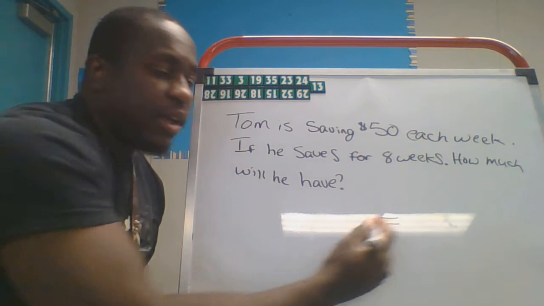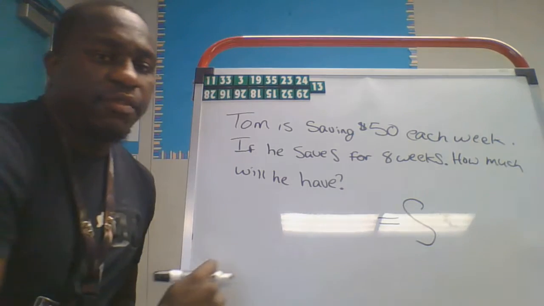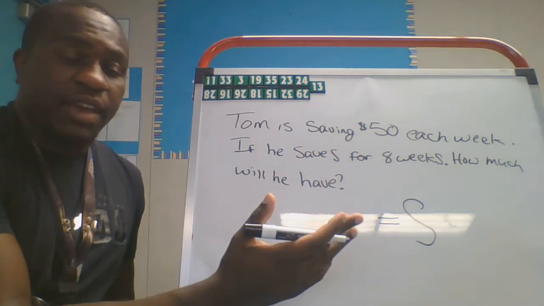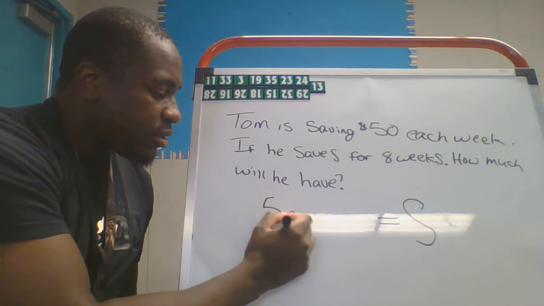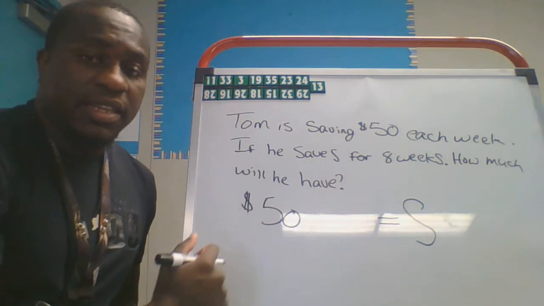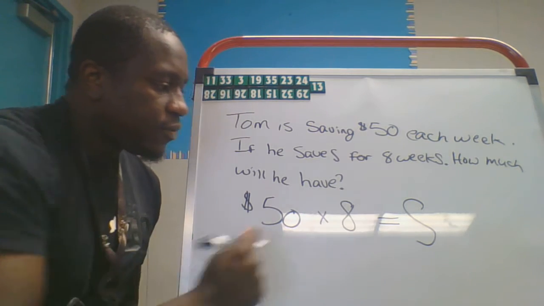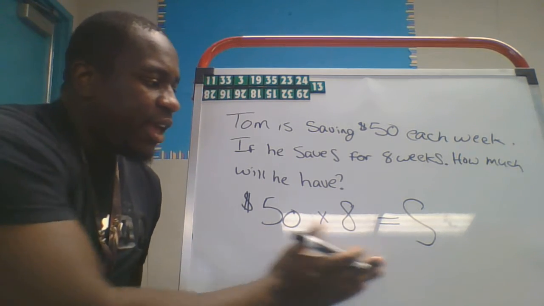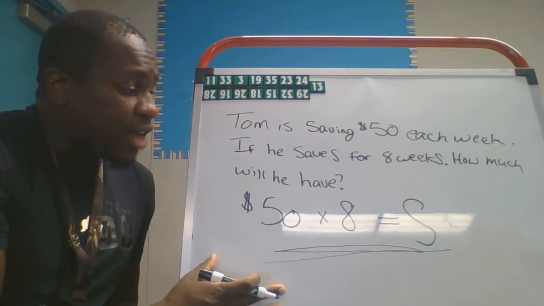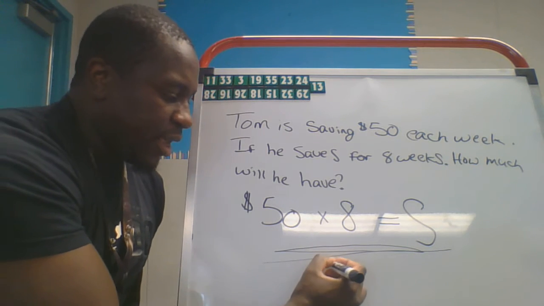So let's use a letter to represent how much he saves. And I'm going to use the letter S for save, right? So S equals how much he's going to save. Now, how much is he saving? He's saving $50, right? And the next thing is, how long is he saving for? He's going to save for 8 weeks. And now we have our entire equation here. And now we can solve it. 50 times 8 is 400.